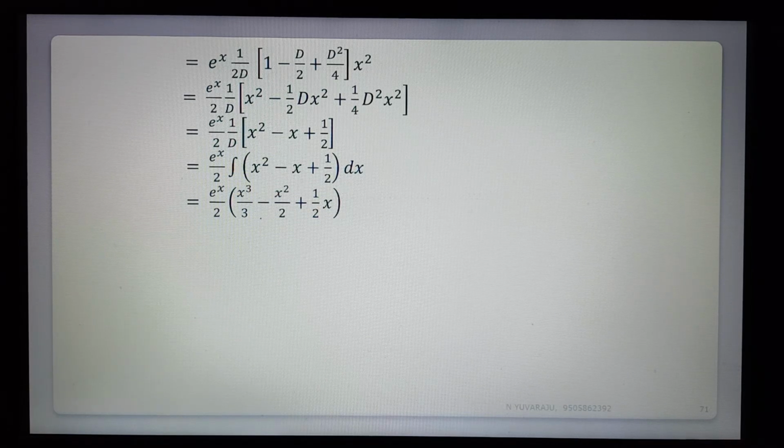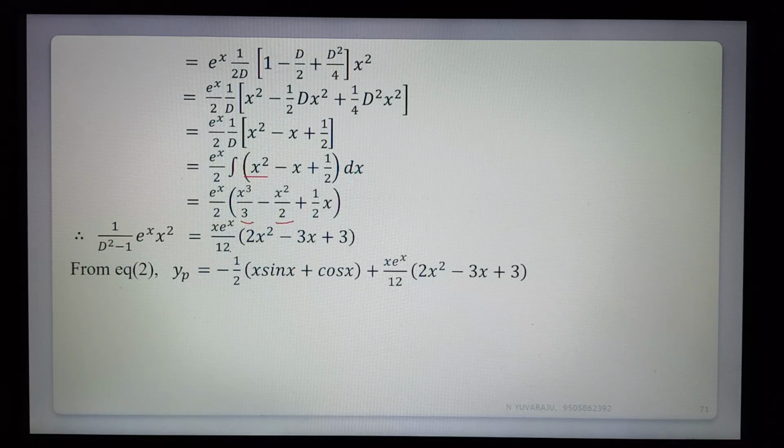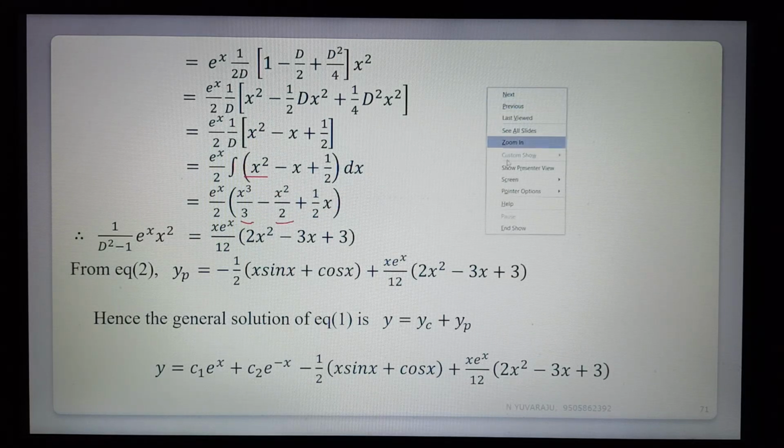So that is equal to e power x by 2 into (integration of x square is x cube by 3, integration of x is x square by 2, plus 1 by 2 integration of 1 is x). So this is the yp. Take the LCM. So now adding both in equation 2, adding both particular integrals. So this is the total yp. So therefore the general solution, adding both: y is equal to yc plus yp. So this is the solution of the given equation.